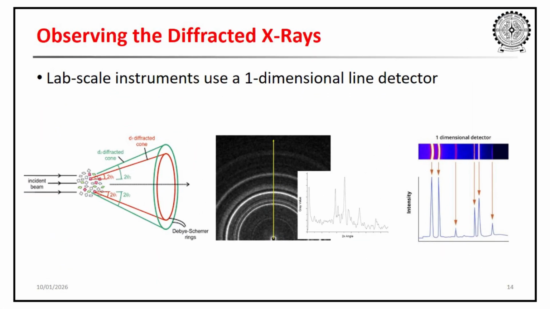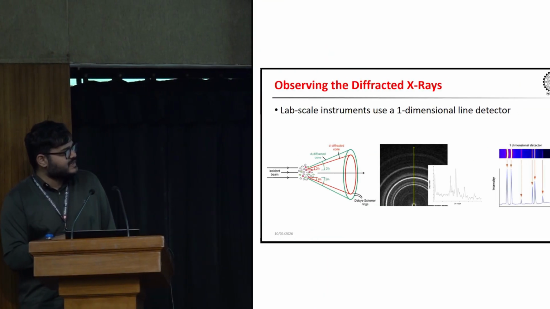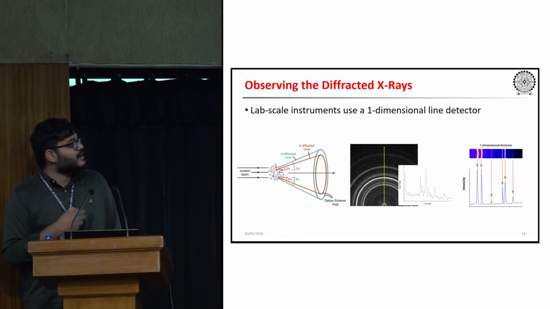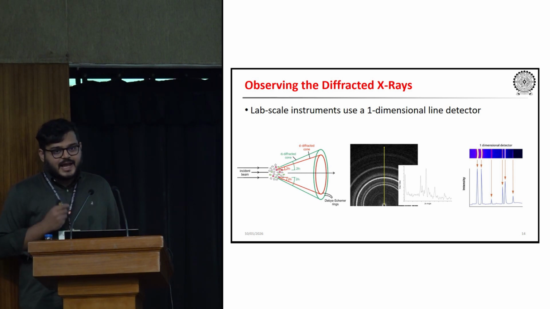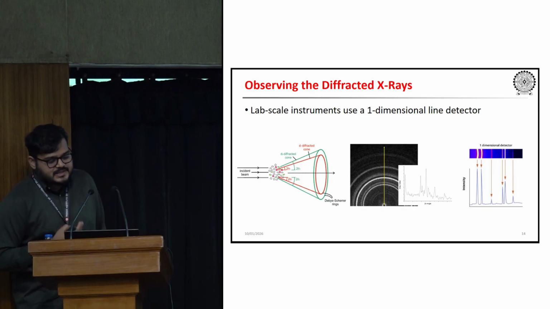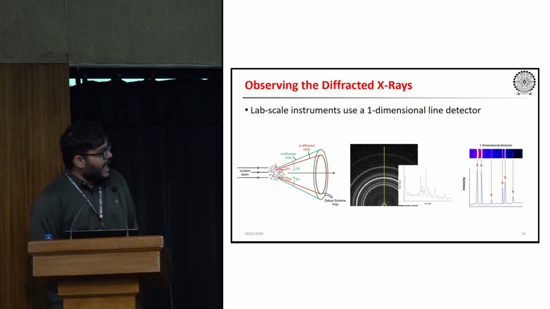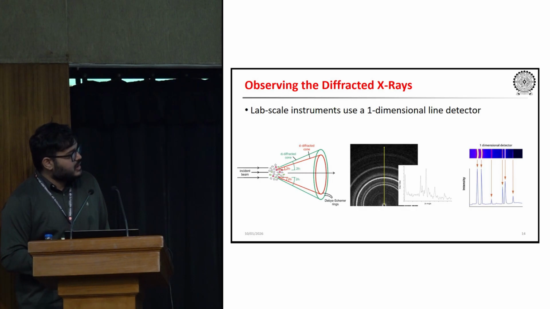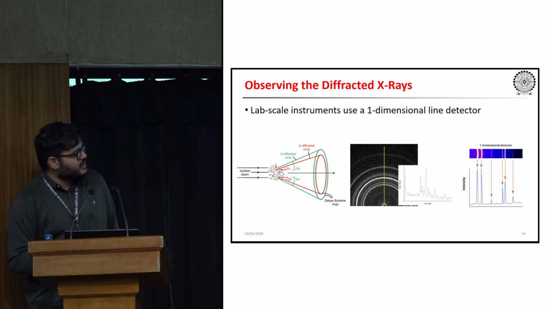Typically, lab scale instruments use a one-dimensional linear detector. This is how an actual X-ray diffraction pattern will look. You can see these circles, right? But in reality, most of our lab scale instruments only have a one-dimensional line detector. So the data is typically viewed as a plot of angle versus intensity. You can see the 2D diffraction circles here, and that is plotted as a function of angle and intensity.